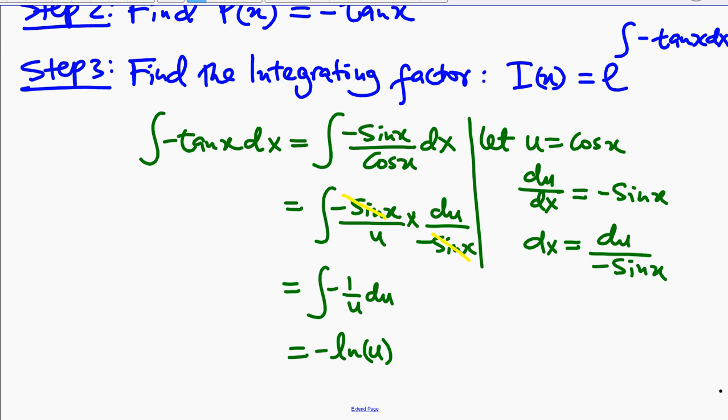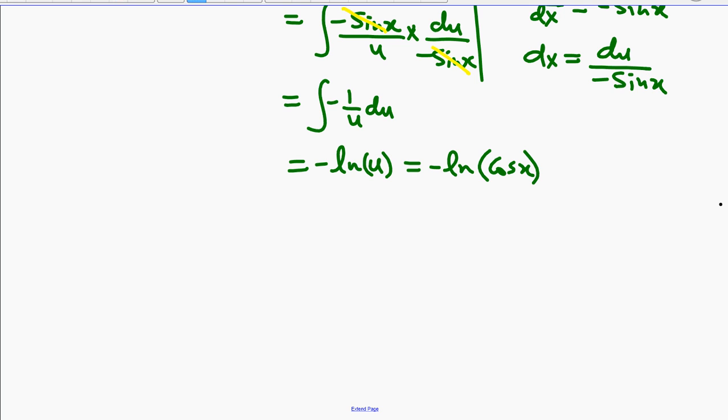Plus c, but we don't write c, which is equal to negative ln c, which was cos x. All right. So once we have that, we can come back to the integrating factor, this guy here, and say that the integrating factor will be equal to e to power negative ln cos x.